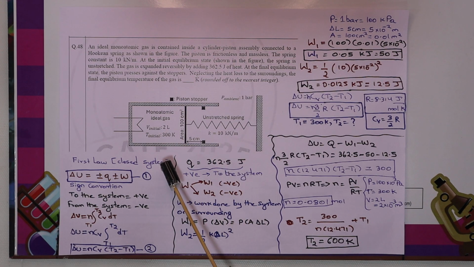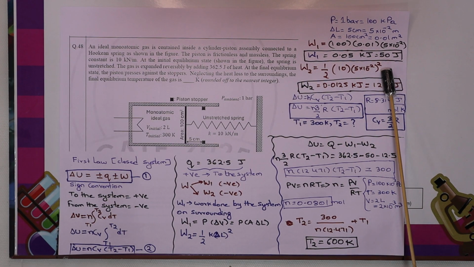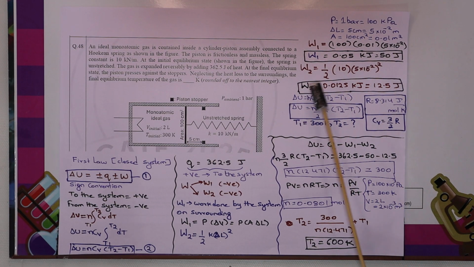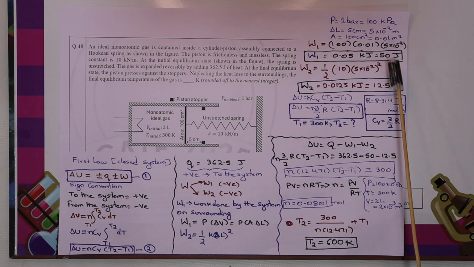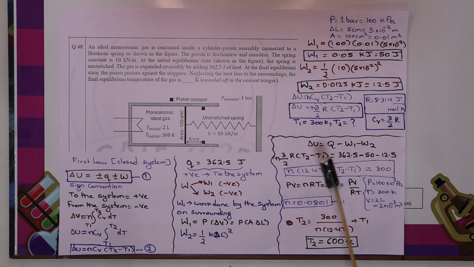K is the spring constant, which is given as 10 kilonewton per meter, and delta L is the distance moved, that is 5 centimeters. That means you got all the information, simply you calculate the work. Make sure you have used SI units, convert the things into the SI units. The first work is half into 10 into 5 into 10 power minus 2 whole square, and the second work, say first work is 50 joules, second work is 12.5 joules, both you have to take as a negative. So, let us apply everything in this formula.